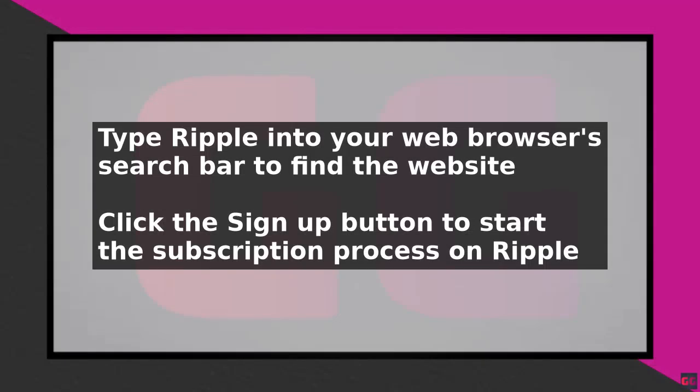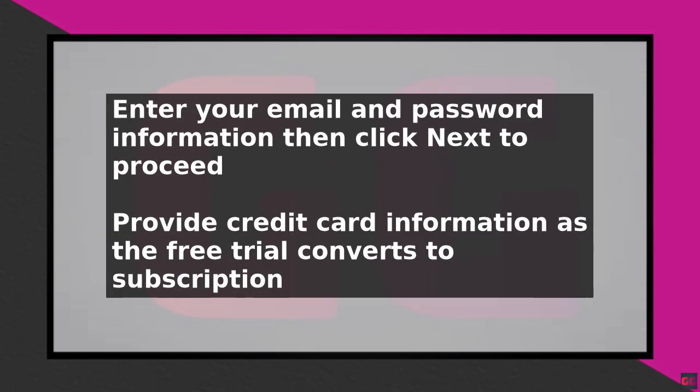To subscribe to Ripl, start by typing Ripl into your web browser's search bar, which will take you to the Ripl.com website. On this site, you'll see various features, including pricing, a blog, and buttons to log in or sign up. To begin, click the Sign Up button, which will open in a new tab.